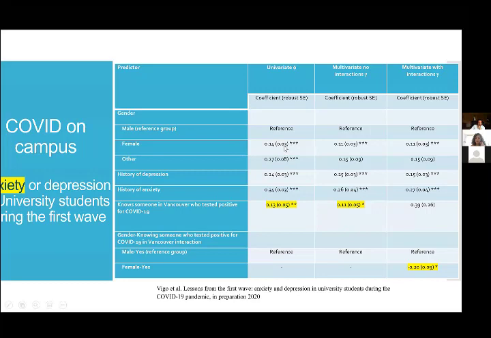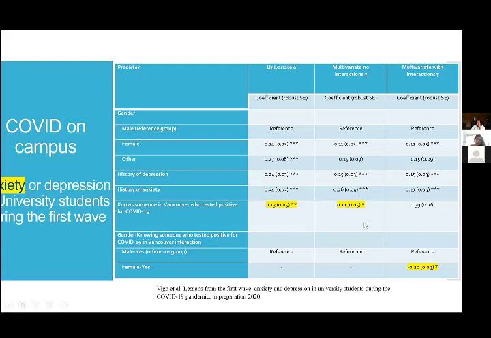men. However, if we consider the effect of COVID, the overall effect of COVID in the multivariate analysis was an 11 percentage point increase, meaning if you knew someone who tested positive for COVID, regardless of your gender, you had an increase of 11 percentage points, probably a 15% increase in your probability of having anxiety.